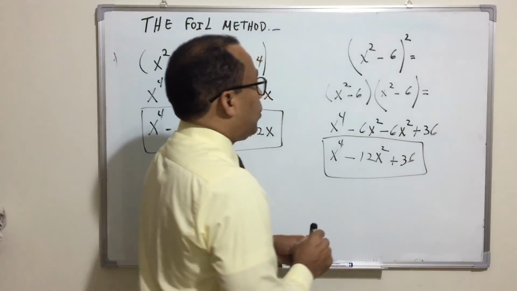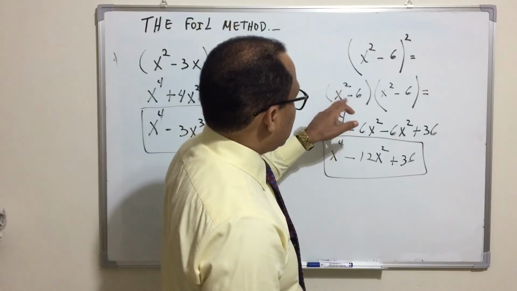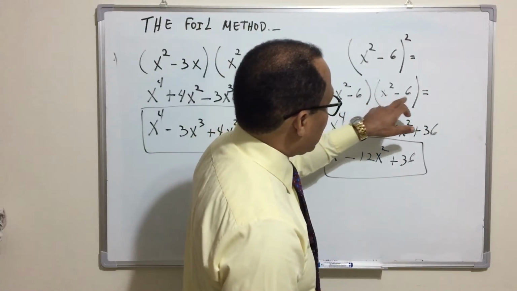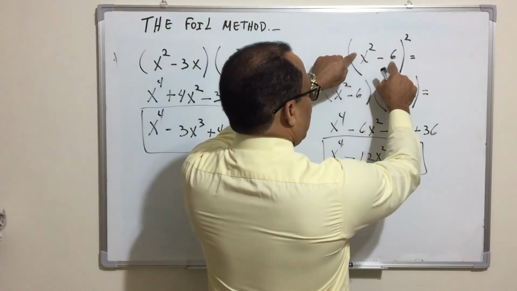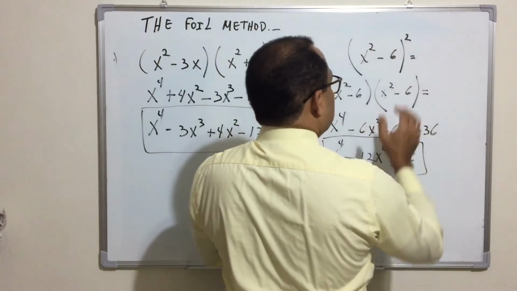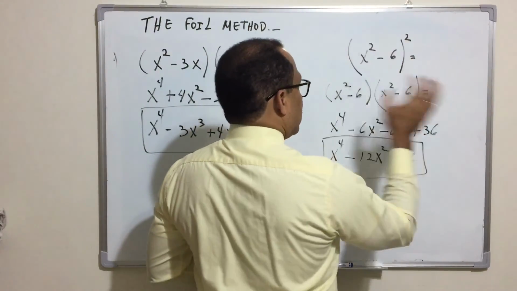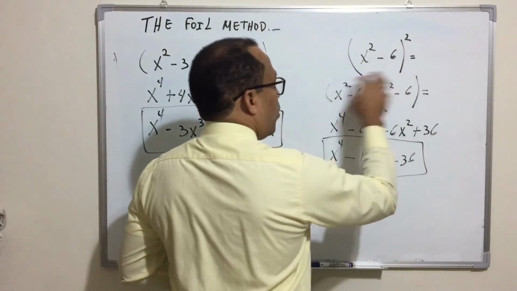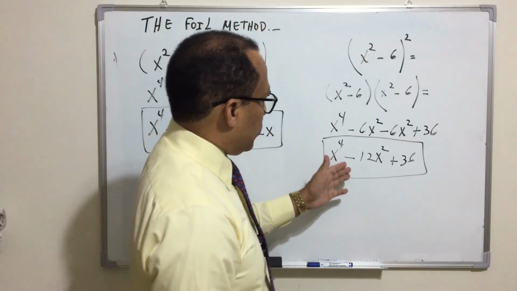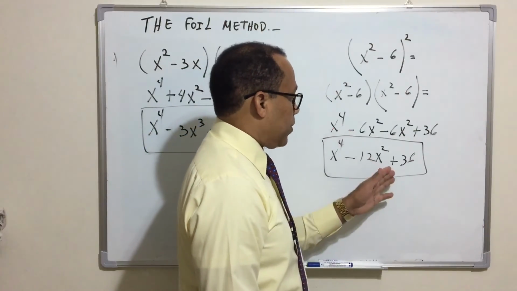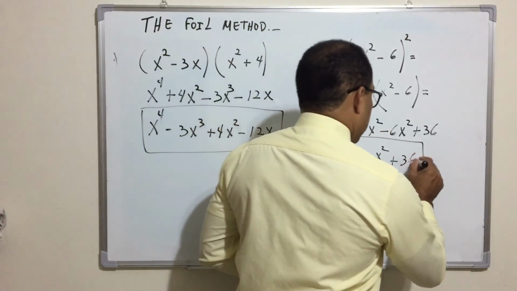When multiplying the binomials, x to the second minus 6 times x to the second minus 6, this came from x to the second minus 6 to the second power. It means multiplying this expression 2 times. 1 time, 2 times. When multiplying them, the result is x to the fourth minus 12x to the second plus 36.